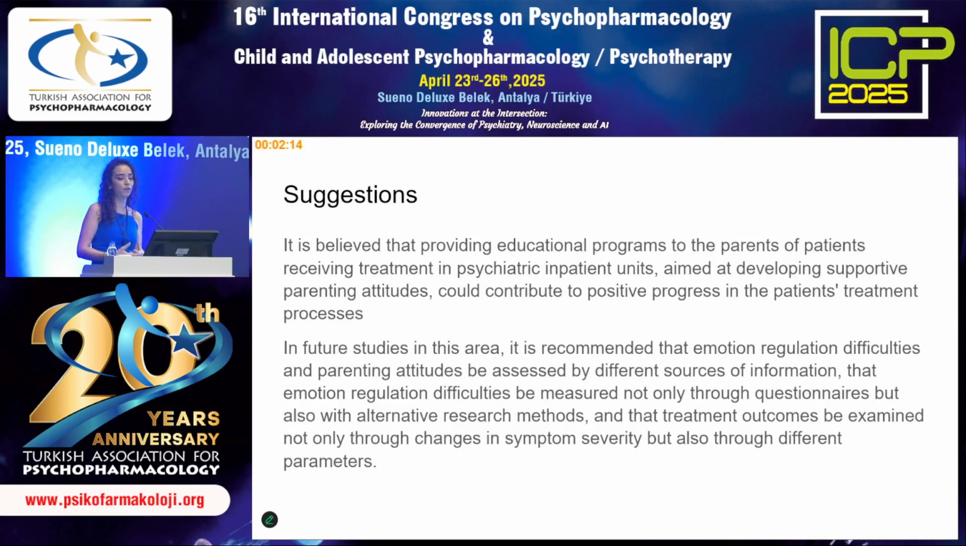In future studies in this area, it is recommended that emotional regulation difficulties and parenting attitudes be assessed by different sources of information, that emotional regulation difficulties be measured not only through questionnaires but also with alternative research methods, and that treatment outcomes be examined not only through changes in symptom severity but also through different parameters.